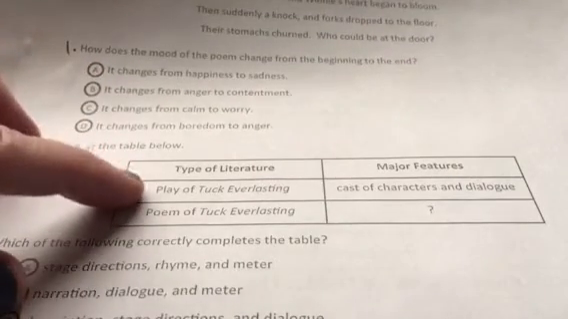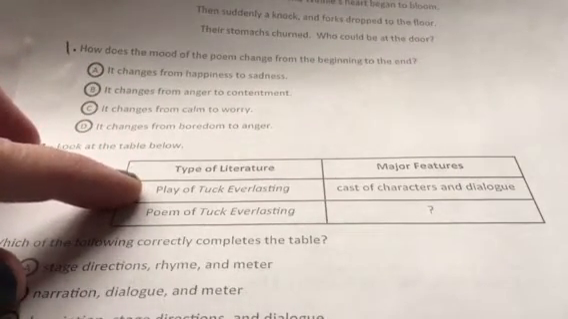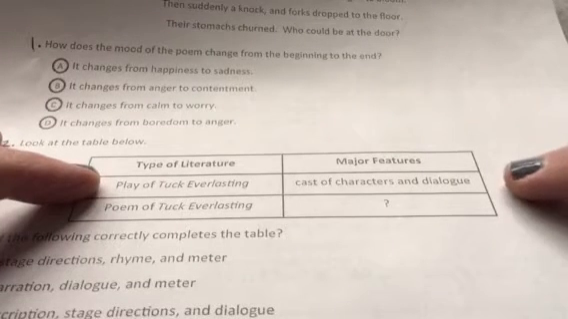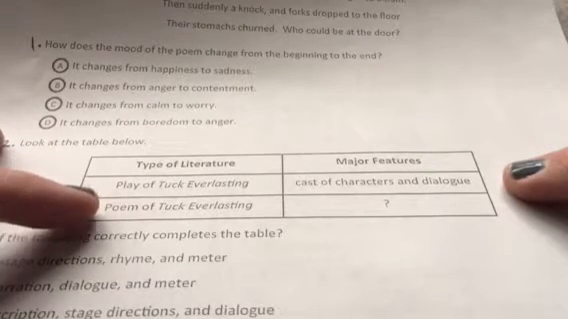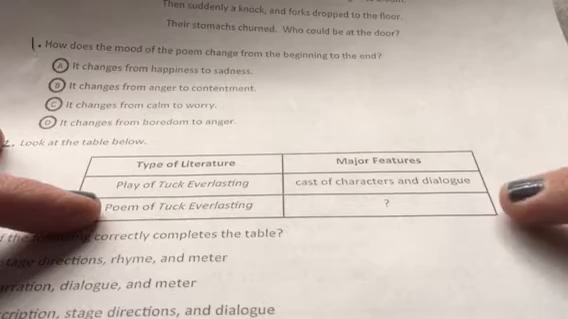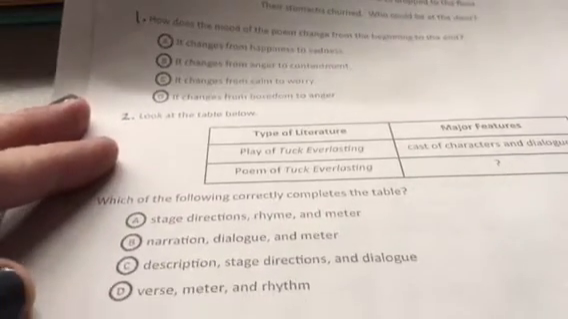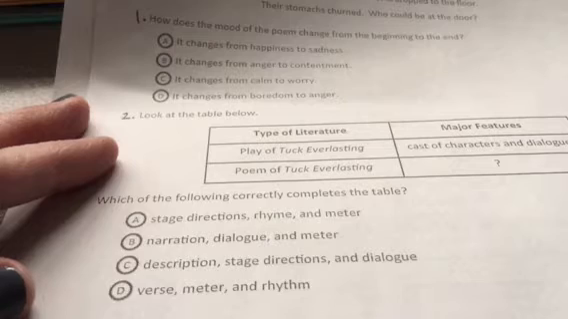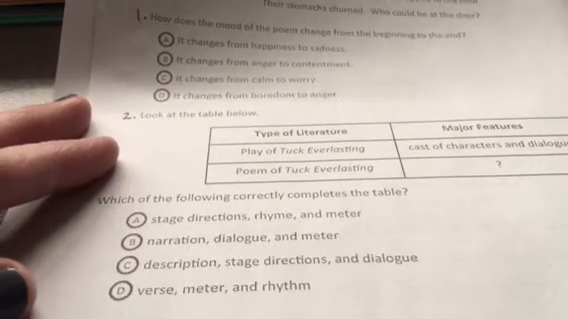Type of literature, play of Tuck Everlasting, major feature, cast of characters and dialogue; poem of Tuck Everlasting, question mark for what its major features would be. Which of the following correctly completes the table? A, stage directions, rhyme and meter. B, narration, dialogue and meter. C, description, stage directions and dialogue. D, verse, meter, and rhyme, or rhythm.